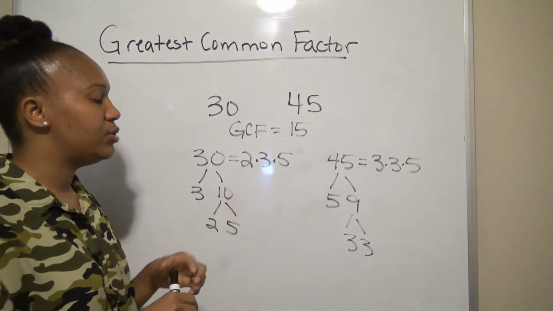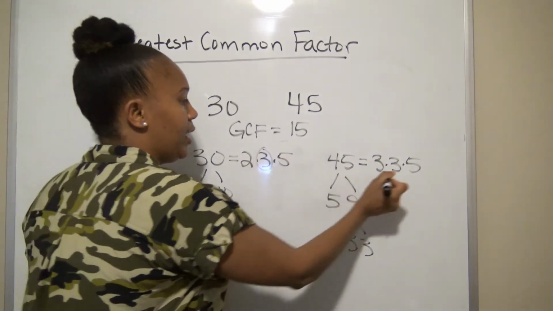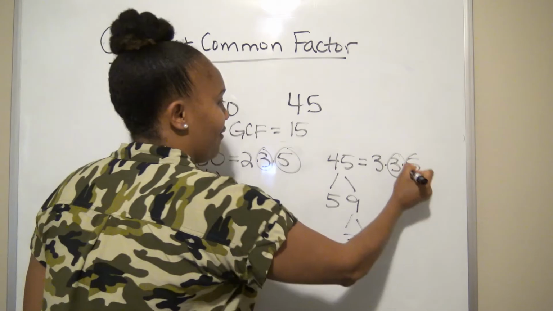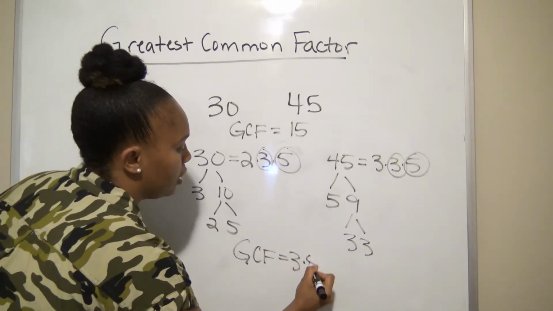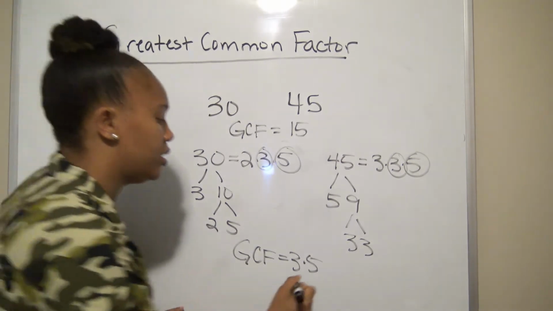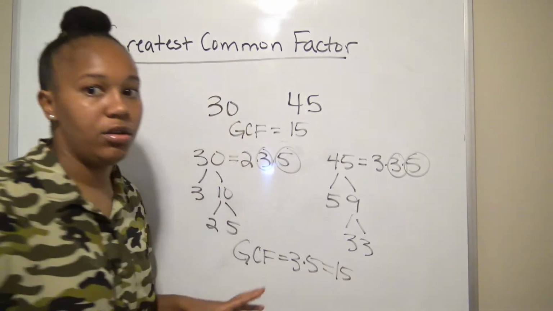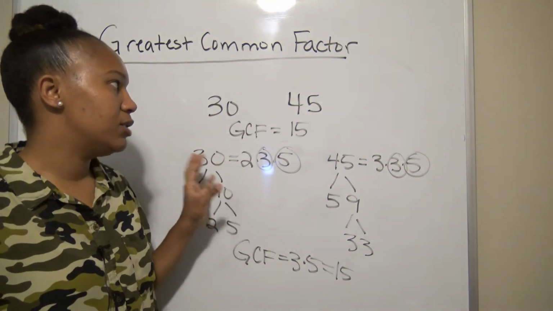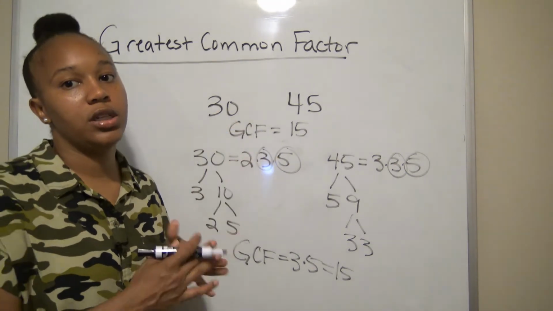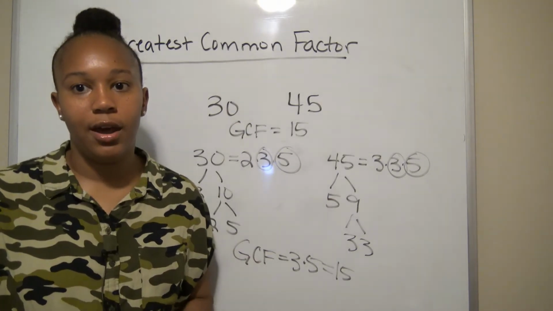Now look at these two and see what they have in common. They have the 3 in common, and they also have the 5 in common. So that means your GCF would be 3 times 5, which is 15. So that's another way you can find the GCF. And this is the most common way that is used because, again, if your numbers are really large, it could take you a long time to write all the factors out.